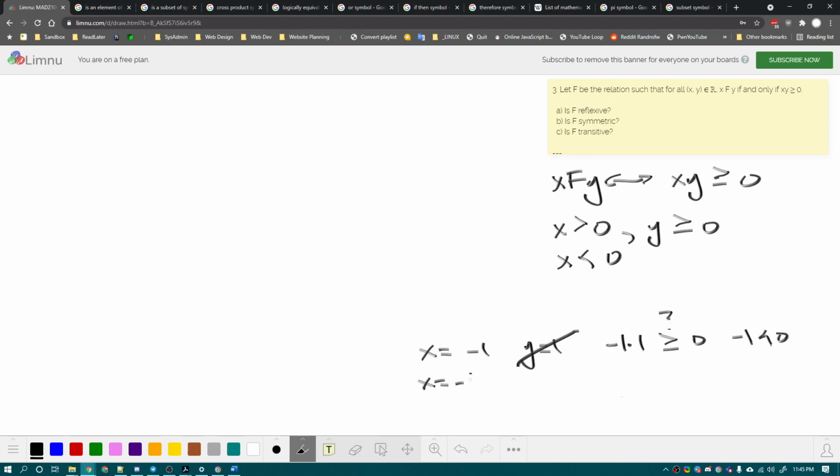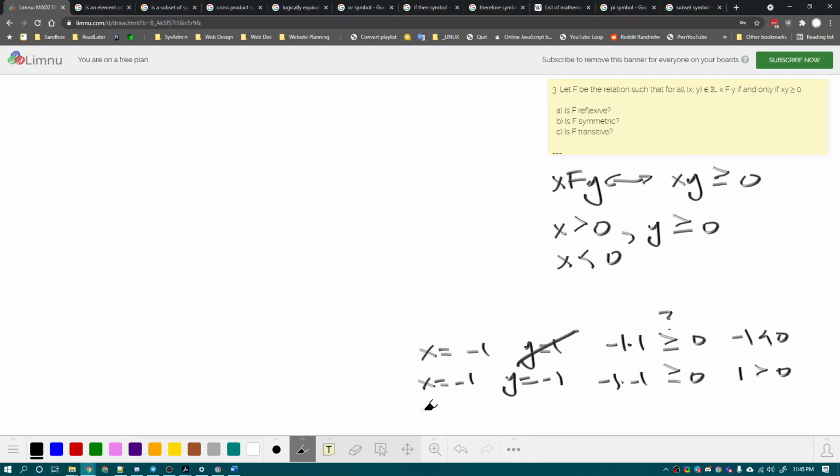So let's try x equals negative 1 and y equal to negative 1, because a negative times a negative is a positive. So negative 1 times negative 1. Is that greater than or equal to 0? It sure is, because 1 is greater than 0.